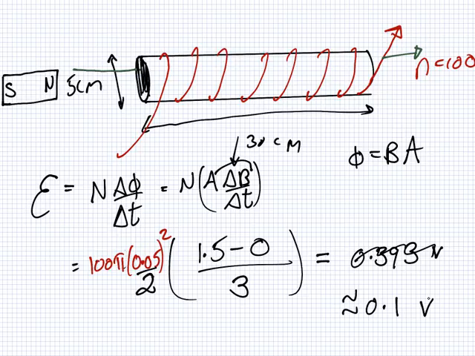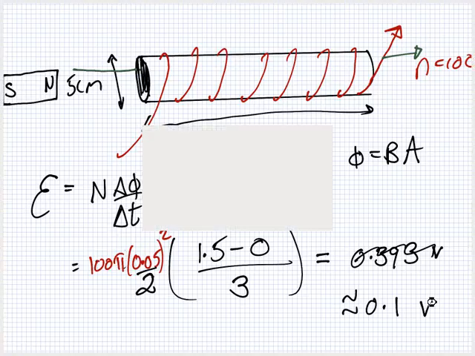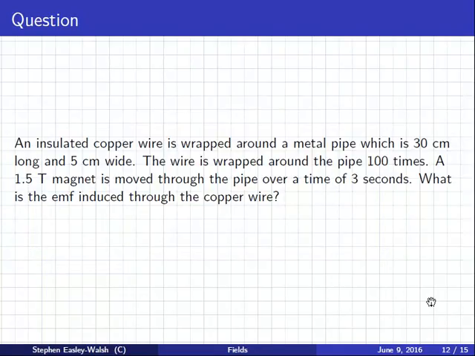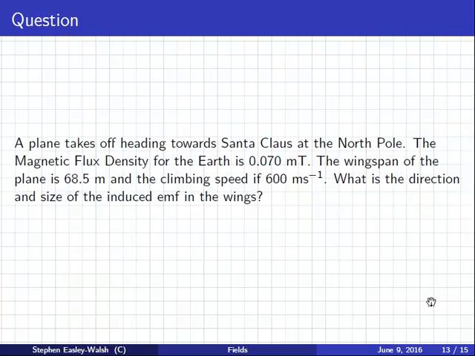Now, can I go back to the question? Is that everything? Just the voltage? Okay. Now here's an interesting one. A plane takes off heading towards Santa Claus at the North Pole. The magnetic flux density for the Earth is 0.07 millitesla. The wingspan of the plane is 68.5. And the climbing speed is 600 meters per second. What is the direction and the size of the induced EMF in the wings?